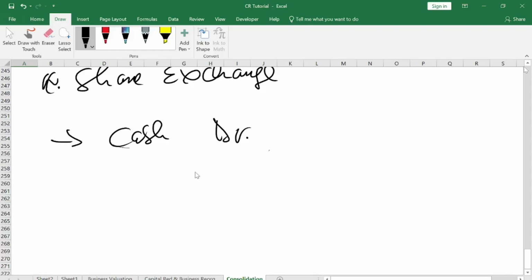Okay, if they pay, they are using equity. So we will credit the equity shares, and then we'll debit the cash. Is that it? The cash is coming in on our side.